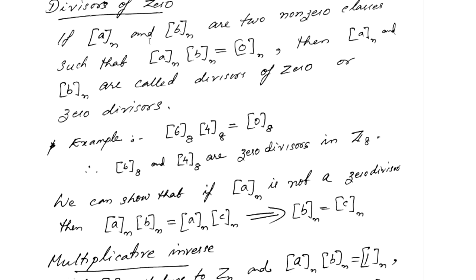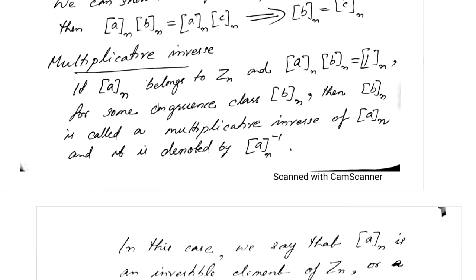Two non-zero congruence classes are said to be divisors of 0 if their product is the 0 class. Here is the example. Class of 6 multiplied with class of 4 gives the class of 0 in Z8. Therefore, the class of 6 and class of 4 are 0 divisors in Z8. Multiplicative inverse. If the product of two non-zero classes gives the class of 1 in Zn, then we say that each of the classes in the product is invertible.